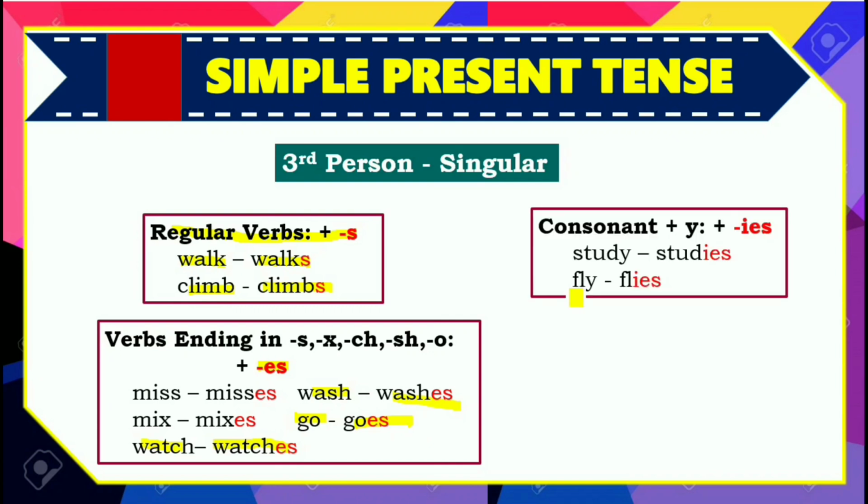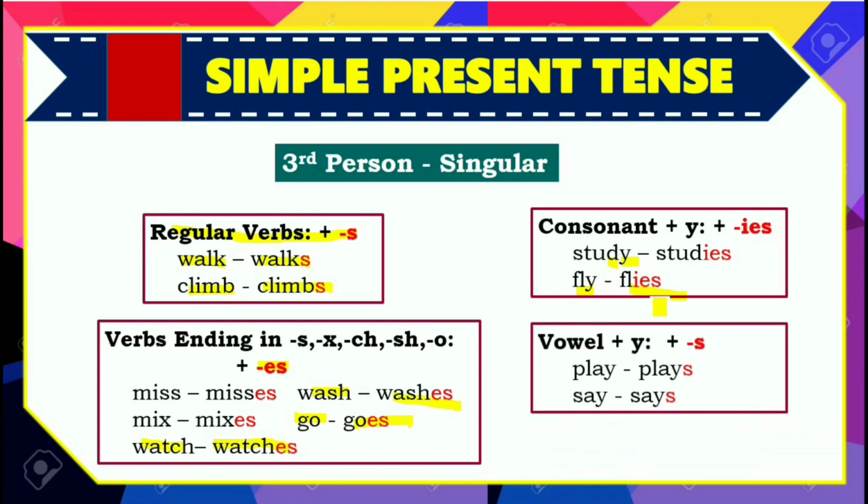Now, for verbs that end in consonant plus y, you need to change y to i and add es. Like, for example, we have study. It ends in consonant plus y, so it becomes studies. Or we have fly. Consonant plus y becomes flies.